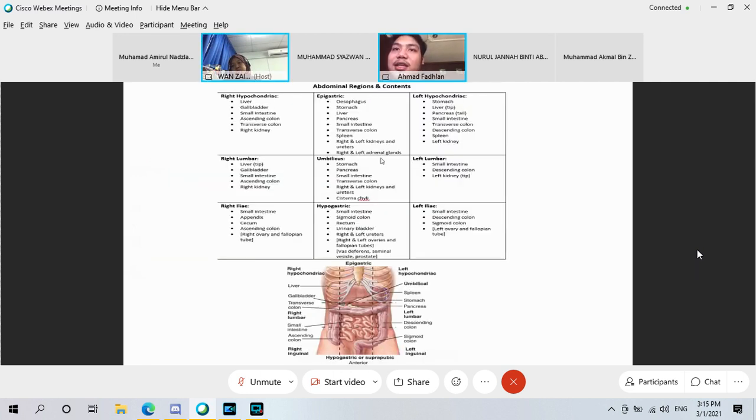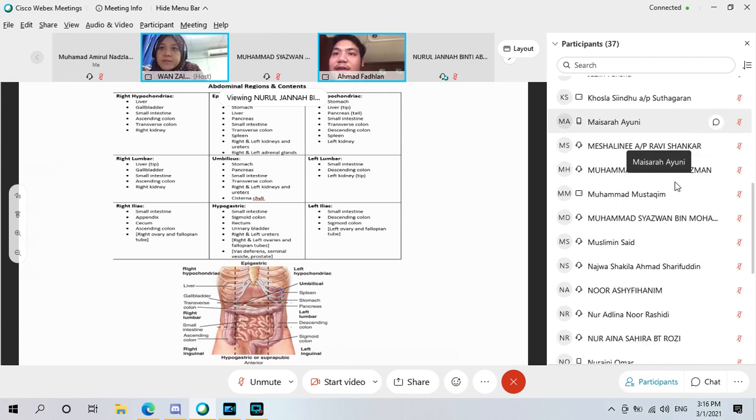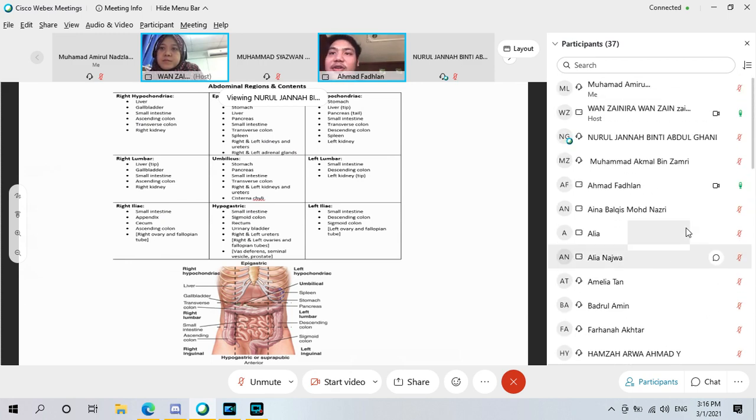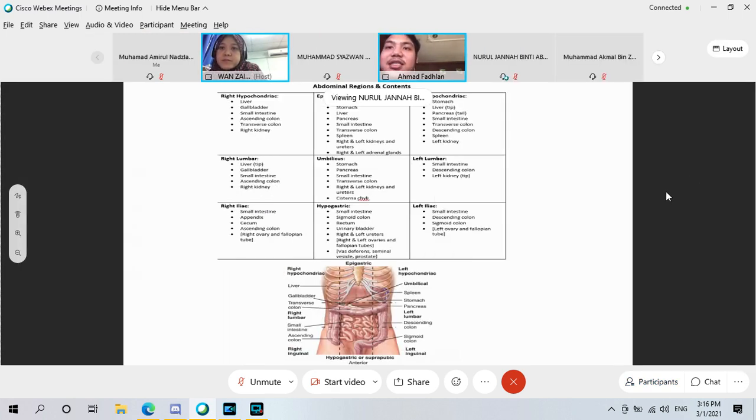So, why is it important for us to know the anatomy of the abdomen and the region and content of abdomen? Because in each region or quadrant there are underlying organs, and each organ has different pathology. So for right hypochondriac, we have organs such as liver, gallbladder, small intestine, ascending colon, transverse colon, and right kidney. So for epigastric, we have esophagus, stomach, liver, pancreas, small intestine, transverse colon, spleen, right and left kidney and ureter, and right and left adrenal glands.